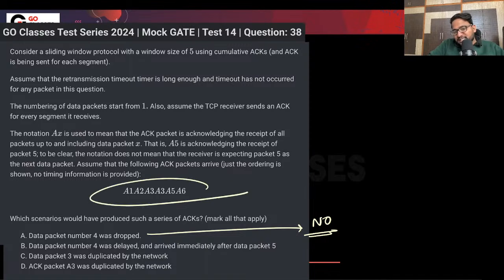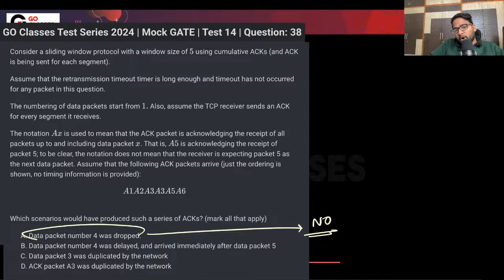Okay, these are the six ACKs that I'm getting after sending 6 packets, right? So for 6 packets, I will be getting 6 ACKs. So nothing less, nothing more. So data packet 4 has been dropped. If it has been dropped, how will I be getting A5? 4 is delayed and arrived immediately after 5. Yes, that's true. Duplicated? No.